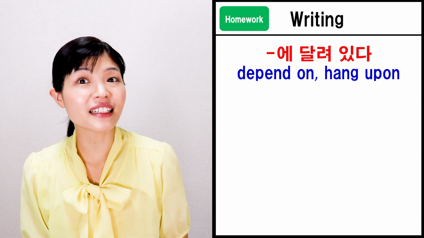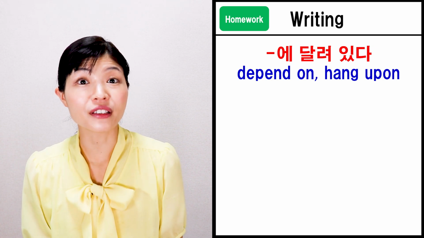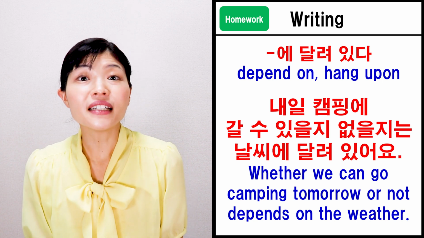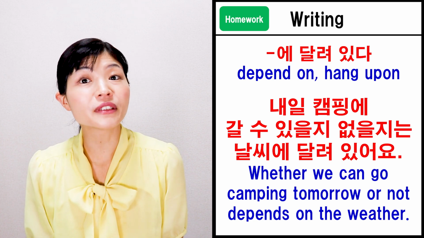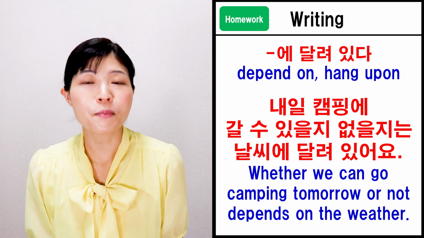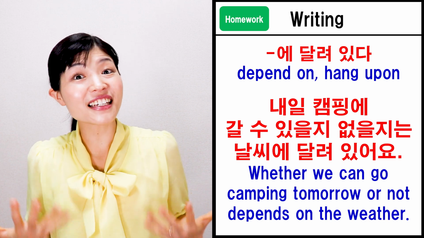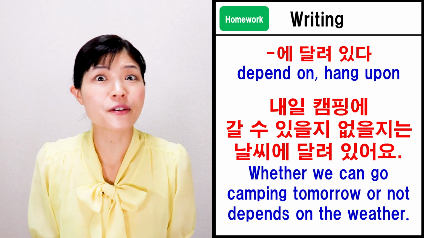For the third sentence, please use 에 달려있다, depend on, hang upon. For example, 내일 캠핑에 갈 수 있을지 없을지는 날씨에 달려있어요. Whether we can go camping tomorrow or not depends on the weather. It will make you nervous if exciting events might be affected by the weather, right?